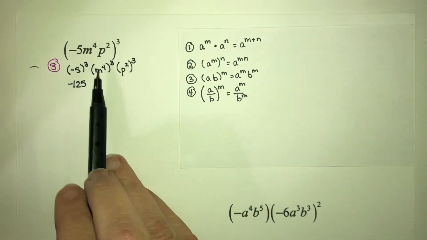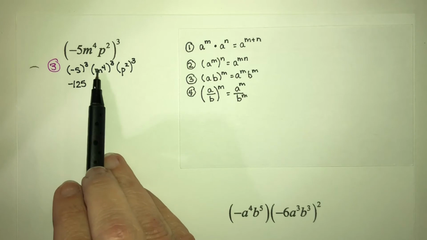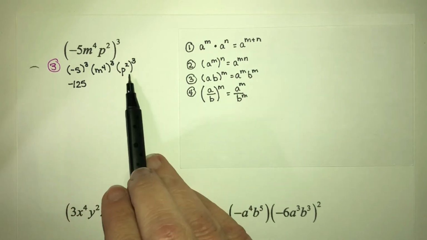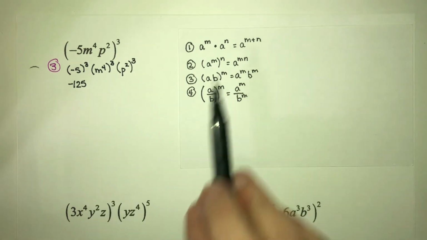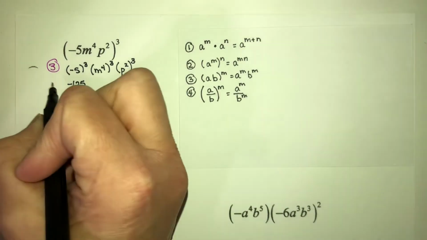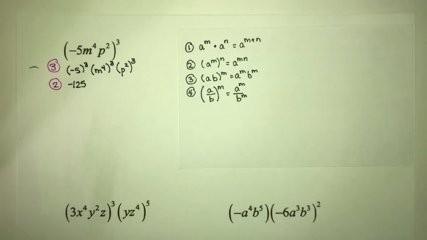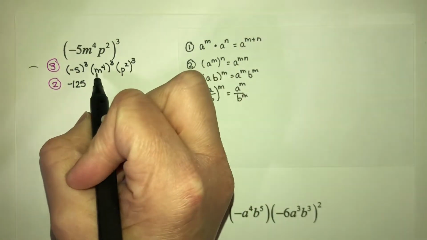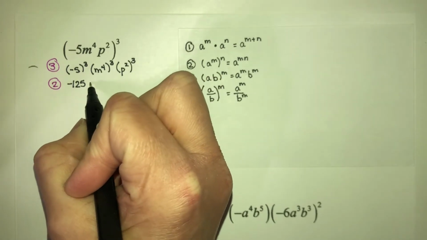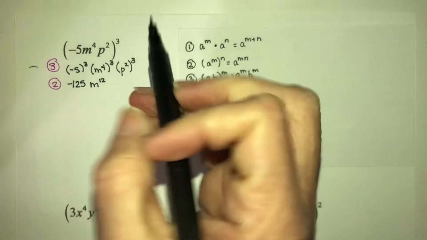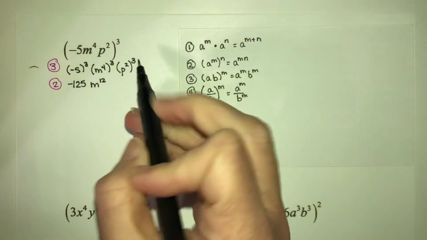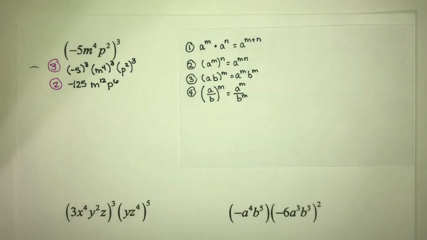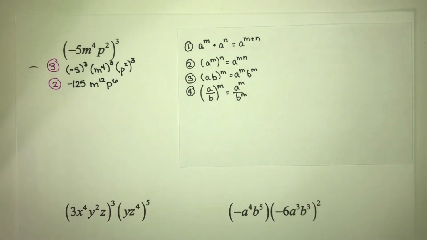Now look here. We still have parentheses, so we need to get rid of them. What I have here is an exponent raised to an exponent, and I have the same thing here. Both of those are property number 2. Property 2 says I multiply those exponents together. So this should be m to the 4 times 3, which is 12. And then p to the 2 times 3, which is 6. Okay, that's as simple as that one's going to get.